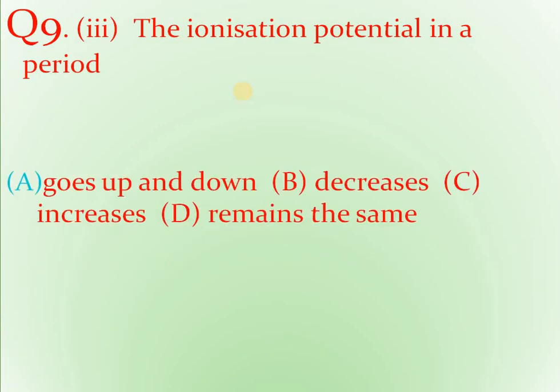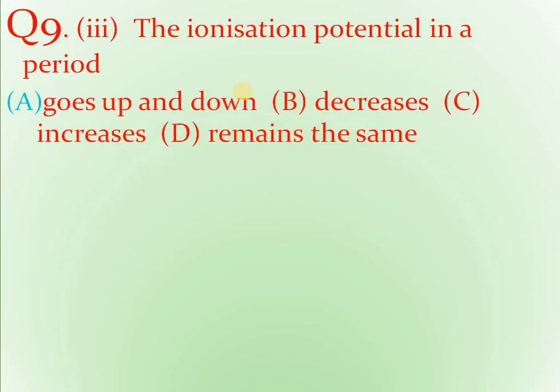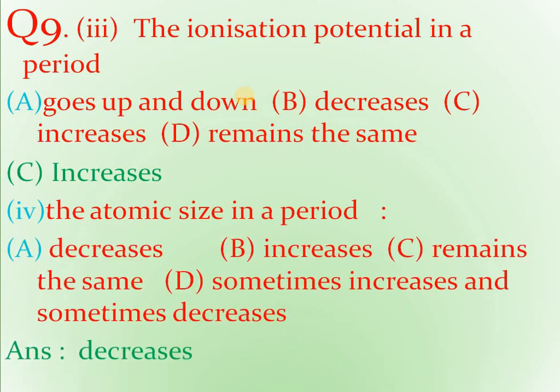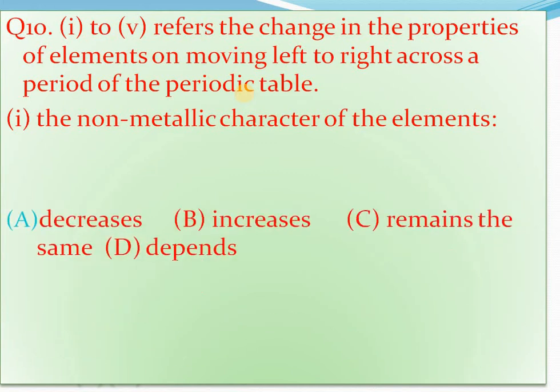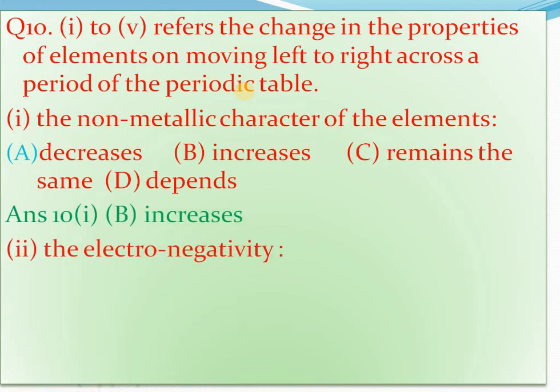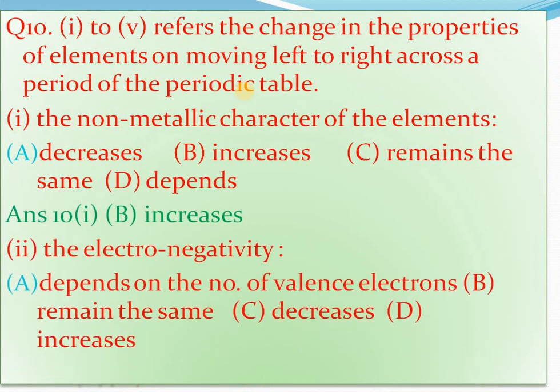Next is ionization potential in a period. What happens to that? Whether it increases, goes up and down, or decreases in a period, you know ionization energy is increasing. So C is the answer. Atomic size in a period, what is happening? Decreasing. These are very simple questions. You should be able to tell the answer in a very good manner. Change in the properties, non-metallic character of the element, what happens to that? Left to right, non-metallic character is increasing. And electronegativity, what is happening in the period? It increases.